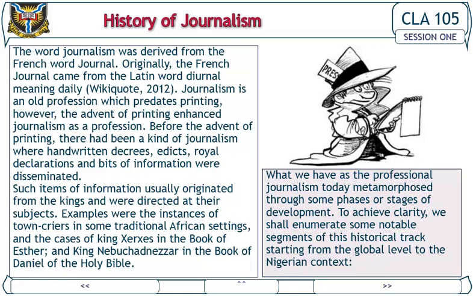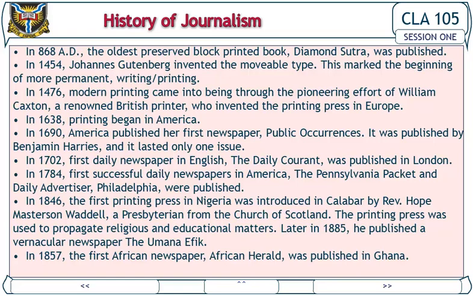What we have as professional journalism today metamorphosed through some phases or stages of development. To achieve clarity, we shall enumerate some notable segments of this historical track, starting from the global level to the Nigerian context. In 868 AD, the oldest preserved block printed book, the Diamond Sutra, was published. In 1454, Johannes Gutenberg invented the movable type. This marks the beginning of more permanent writing and printing.